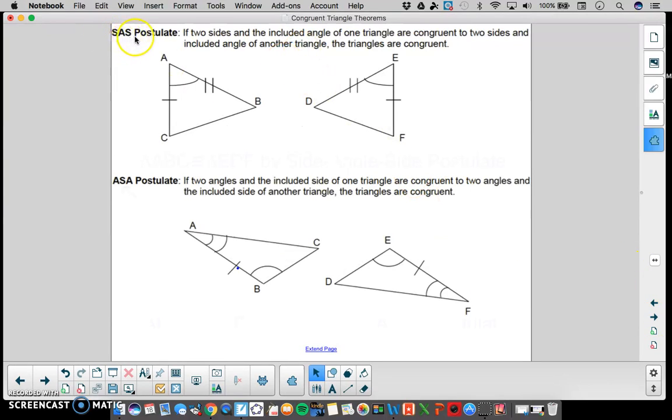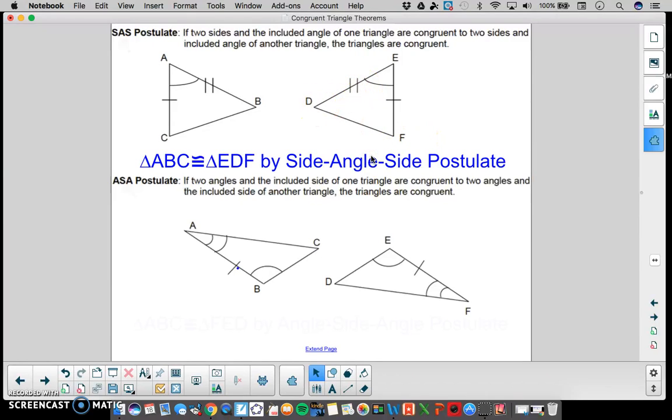The SAS postulate is side, angle, side. If two sides and the included angle, so the angle that's between the two sides, are congruent to two sides in another triangle and the included angle of that triangle, that is then enough information to prove that triangle ABC would be congruent to triangle EDF by the side-angle-side postulate. Notice even in the name that that angle is included between the two sides.